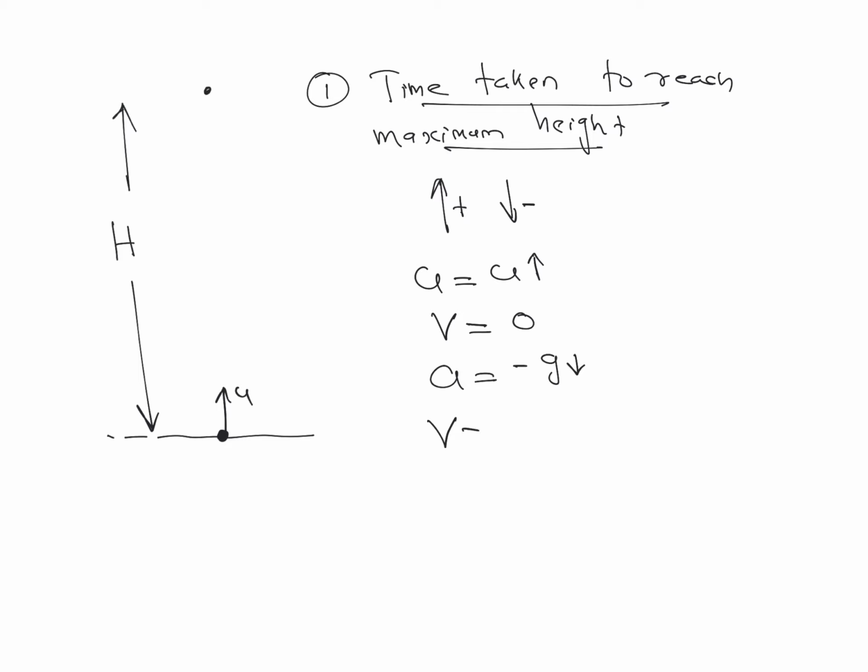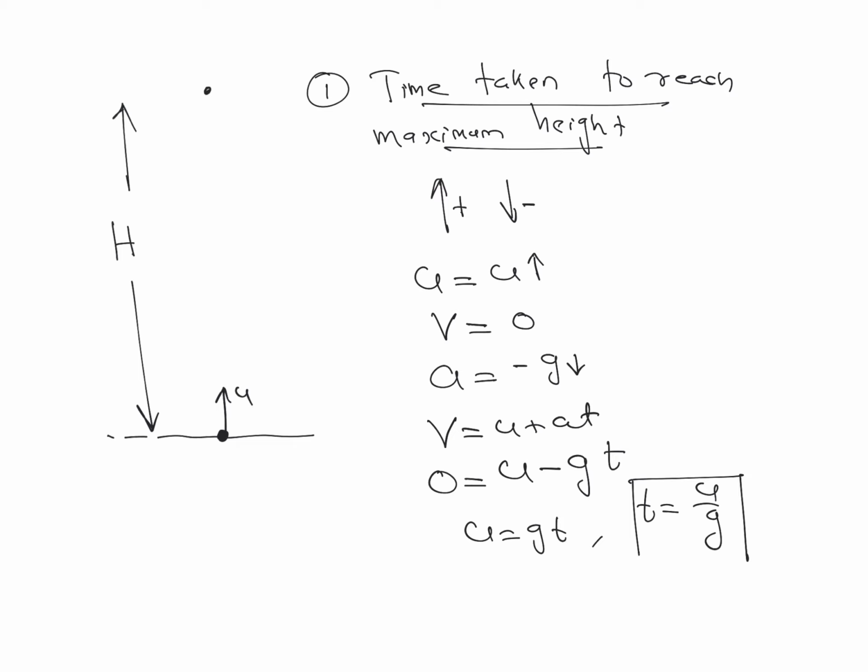So we can use the equation of motion, v is equal to u plus at. Final velocity is 0, initial velocity is u, acceleration is minus g, and time is t. So you can write u is equal to gt, or the value of t is equal to u divided by g. This will be the value of time taken to reach the maximum height.